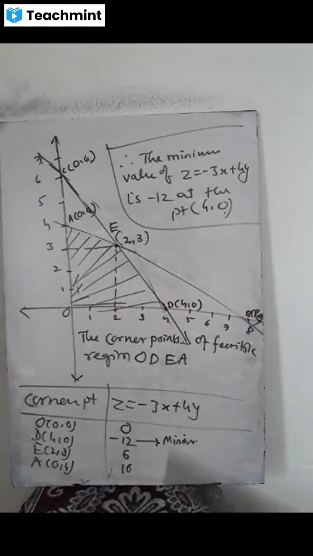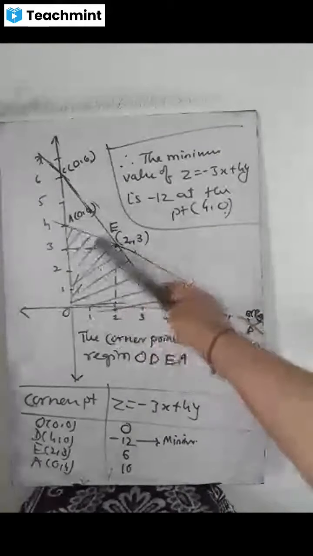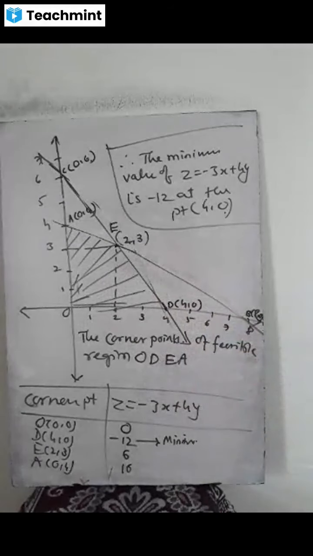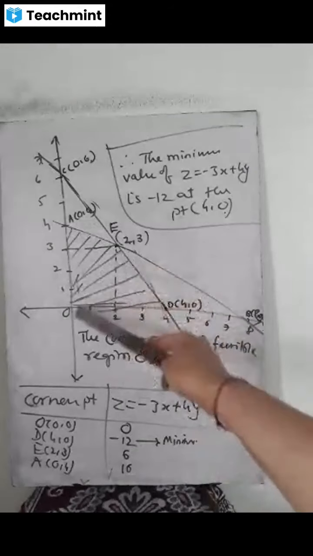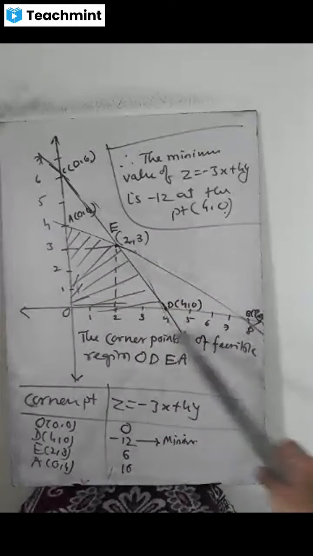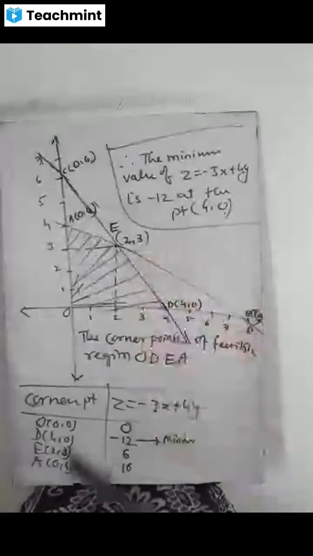That means our graph is correct and the points are also correct. Now for both the graphs, the lines are visible towards the origin. So this is the shaded portion. We denote this as the feasible region, ODEA.